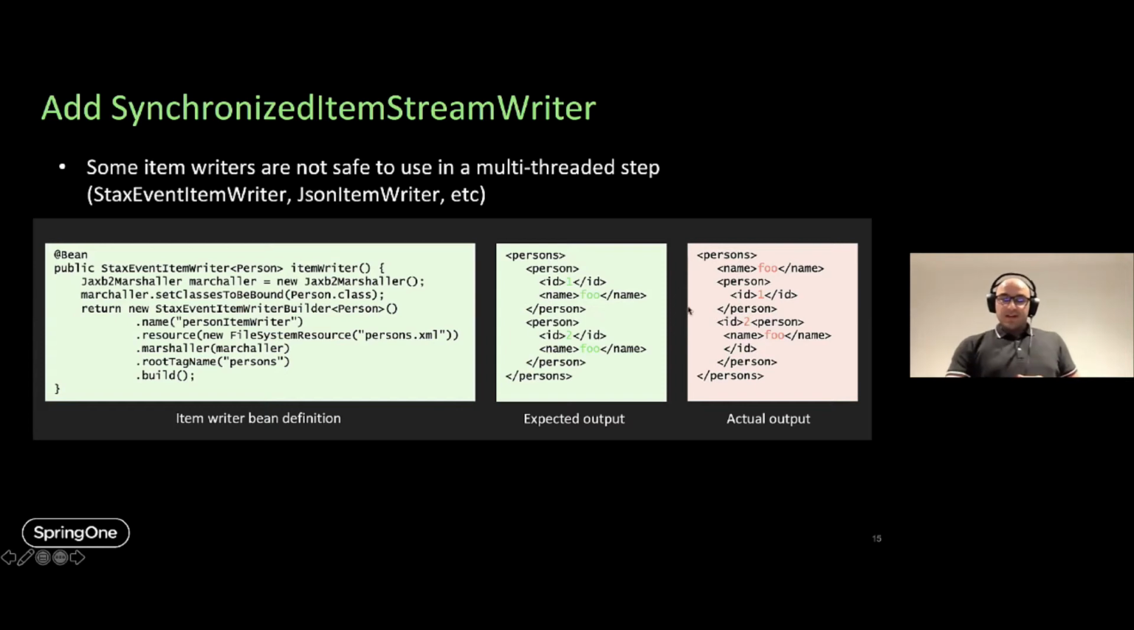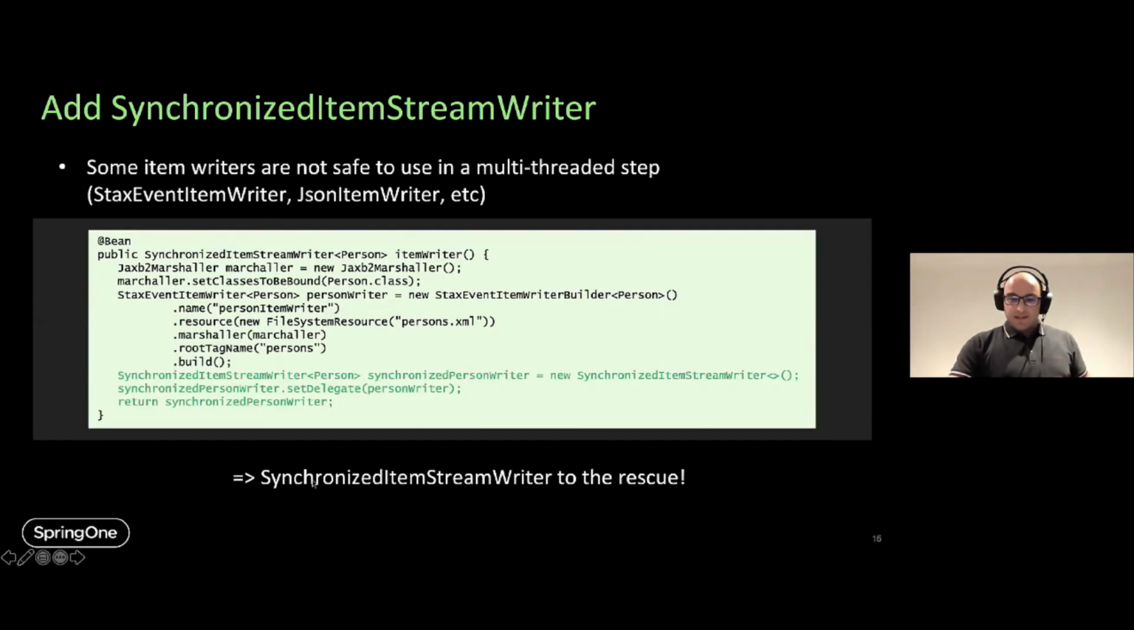And this is because the writer will be shared between multiple threads in the multi-threaded step, and it is not thread safe. So to fix this issue, there are multiple ways. We can extend the class and synchronize the write method, or write a separate class, which is a decorator, to wrap the unsafe writer and make it thread safe, etc. And in this release, we introduced the SynchronizedItemStreamWriter, which is this one.